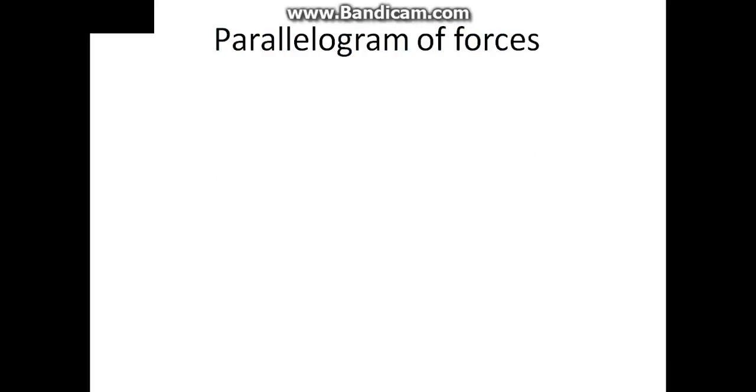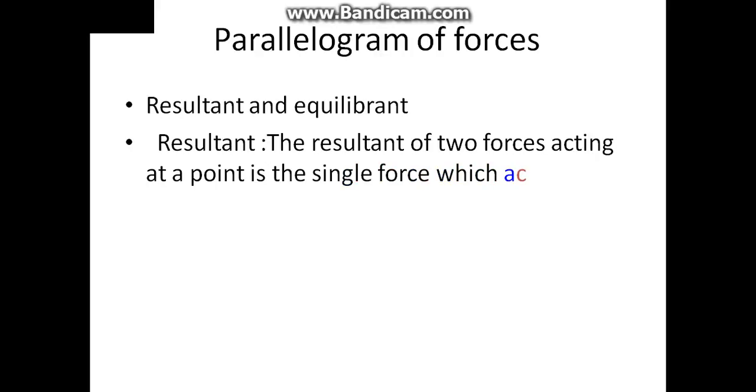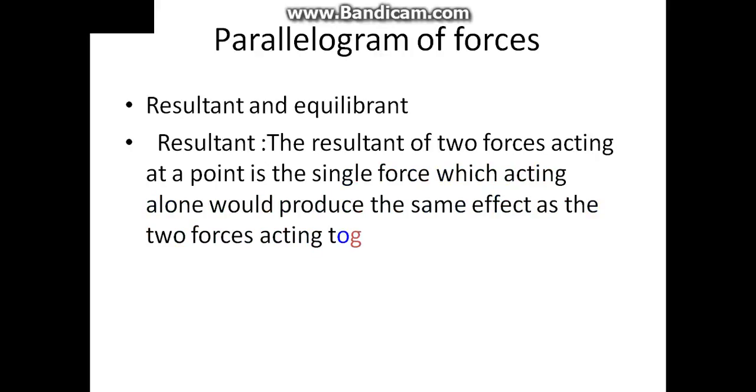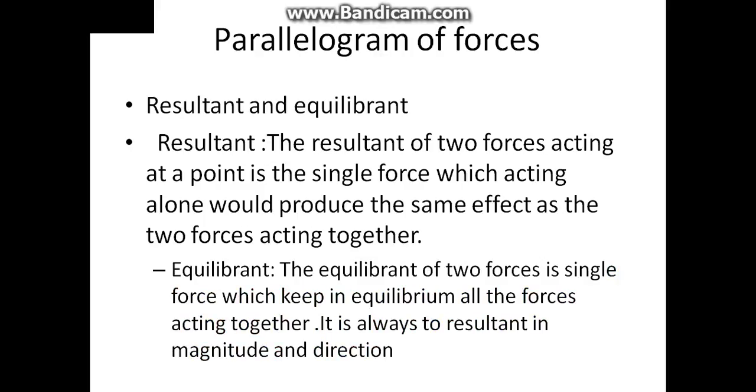Parallelogram of forces, resultant and equilibrant. Resultant: the resultant of two forces acting at a point is the single force which, acting alone, would produce the same effect as the two forces acting together. Equilibrant: the equilibrant of two forces is the single force which keeps in equilibrium all the forces acting together. It is also equal to the resultant in magnitude and direction.